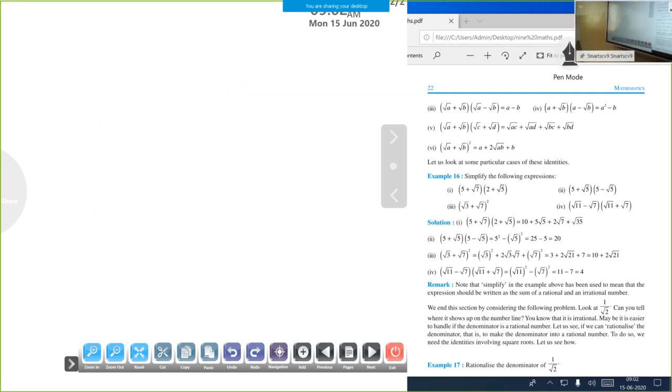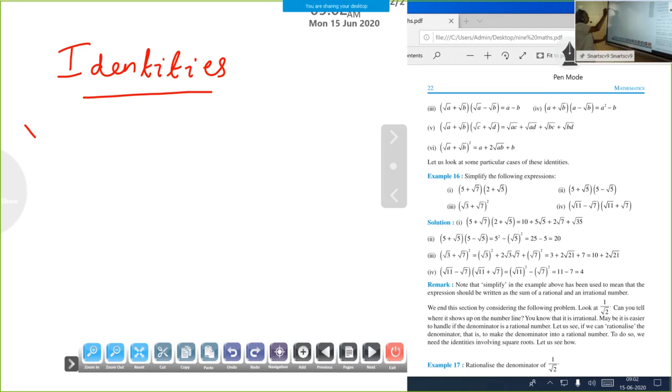So next, today's section is identities. Using identities, simplify radical numbers. So next we write identities. And our first identity is a plus b the whole square. What is the value of a plus b the whole square? Using this identity, we simplify some radical numbers.